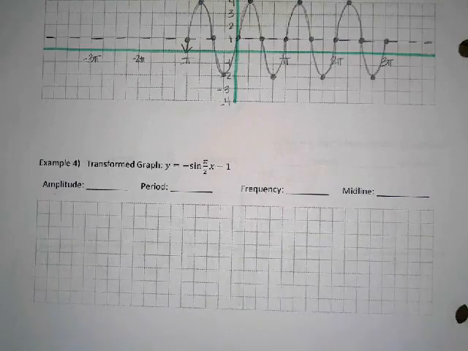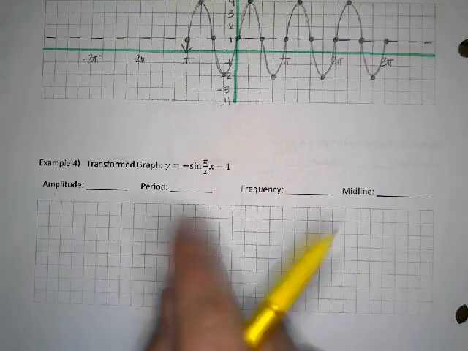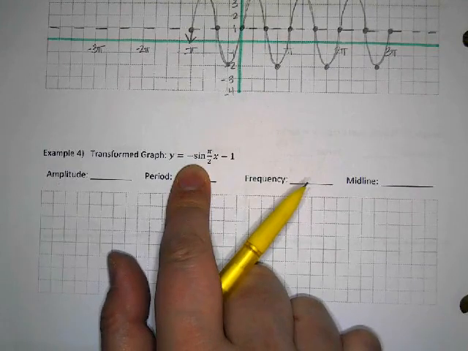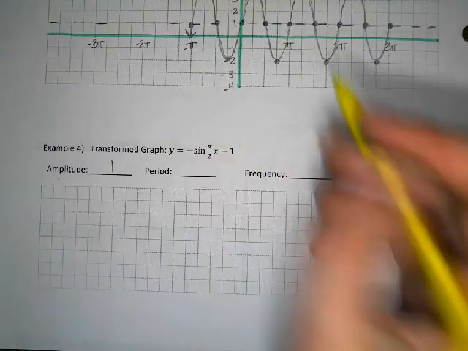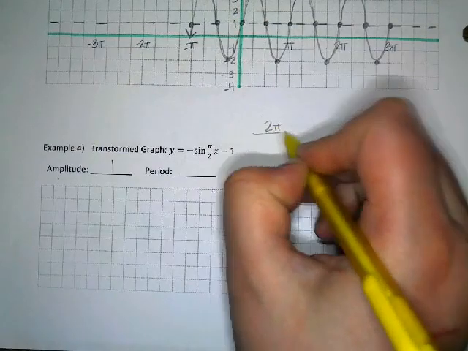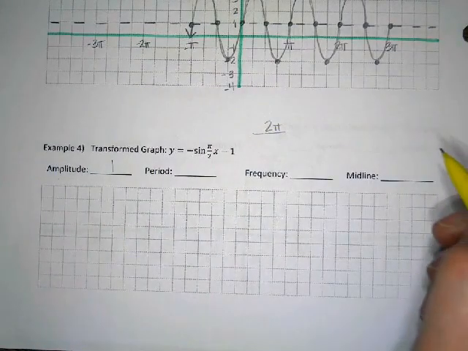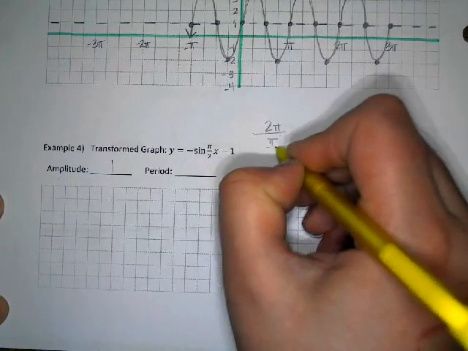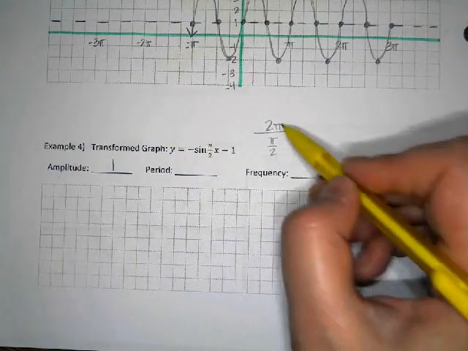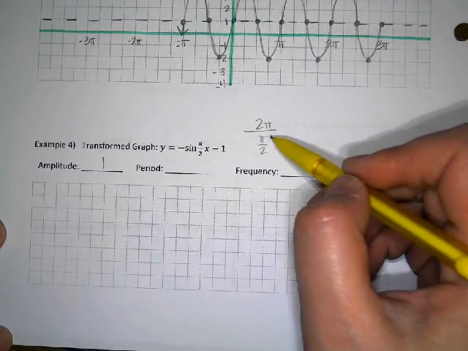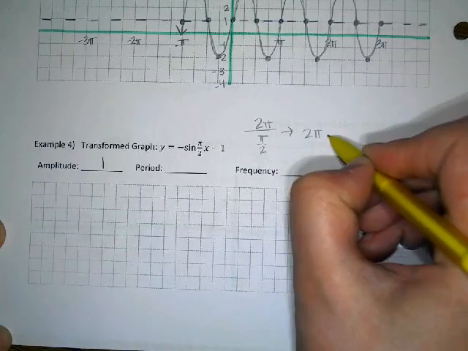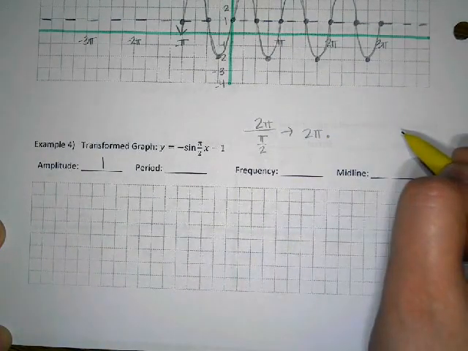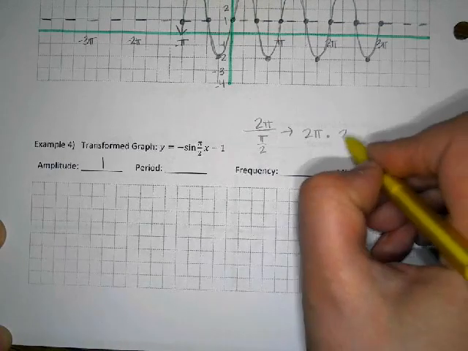It's kind of a weird problem. So we're going to do 2 pi divided by the b value. What's the b value? Pi over 2. So how do I divide those? I'm going to multiply. So I'm going to do 2 pi times 2 over pi. Okay. What happens to the pi's? They cancel out. And what do I get? 4. Okay, so the period of the graph is 4.